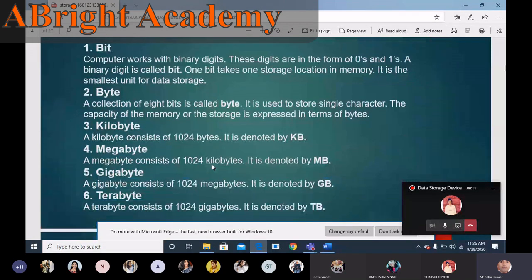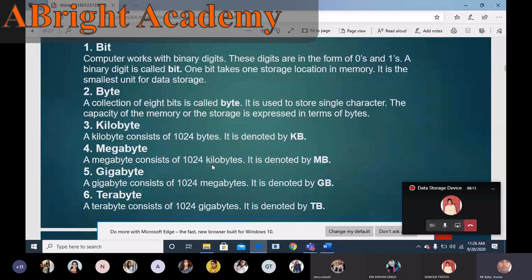Byte. A collection of 8 bits is called a byte. It is used to store a single character. The capacity of the memory or the storage is expressed in terms of bytes. Same as kilobyte, 1 kilobyte consists of 1024 bytes. It is denoted by KB.